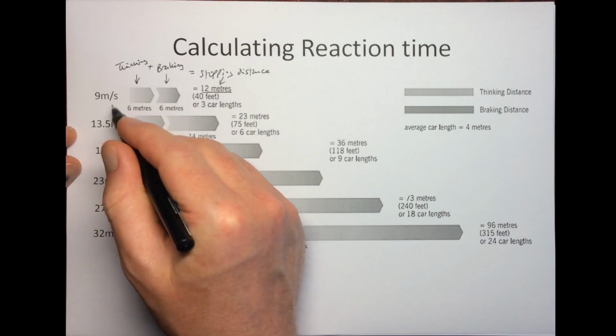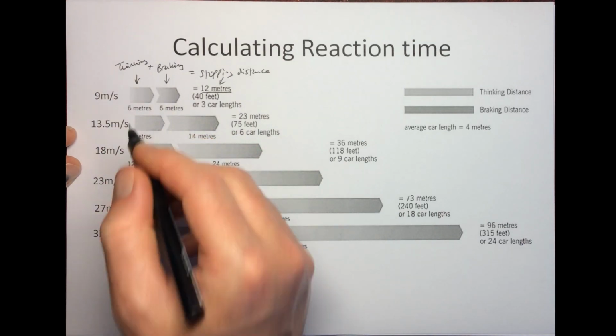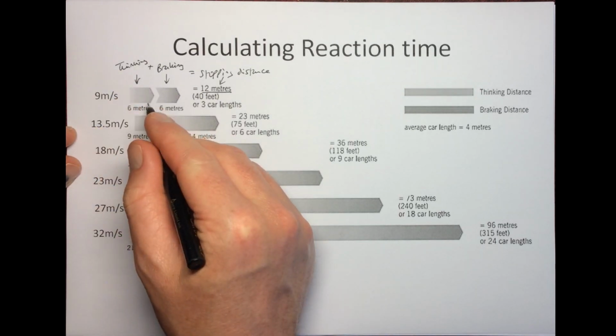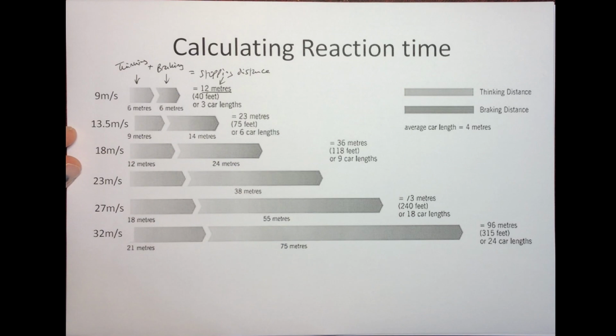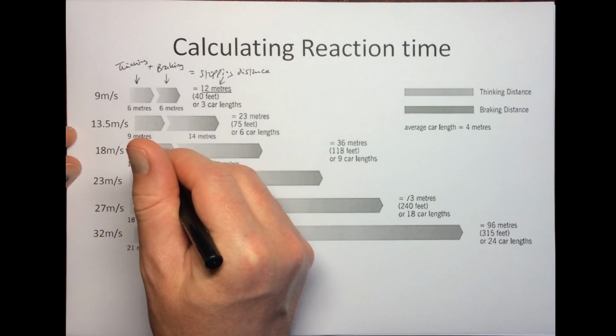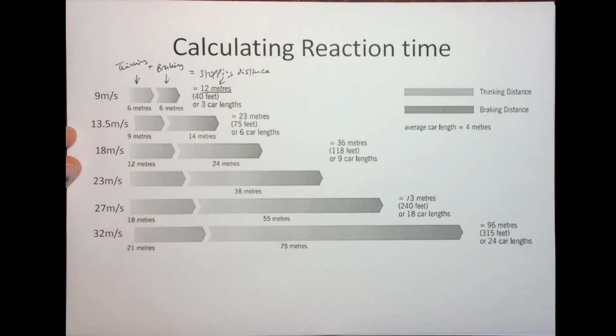So if you double your speed from 9 to 18 meters per second, your thinking distance doubles, okay? And if you were to double your speed again from 18 up to 36, it would double again, but we don't actually have that data on here. So basically, when you double your speed, your thinking distance doubles. Now, if you double the speed from 13.5 to 27 meters per second, you can see again your thinking distance doubles from 9 to 18. Okay, so that is the relationship. Every time you double your speed, your thinking distance doubles.